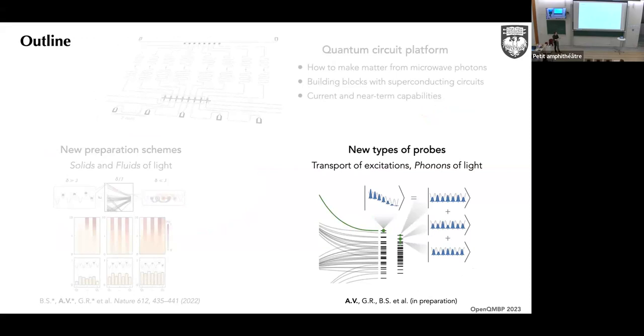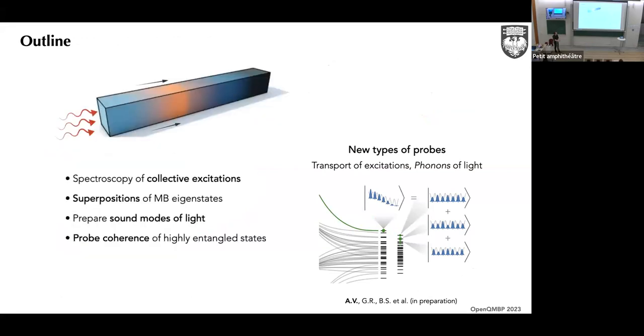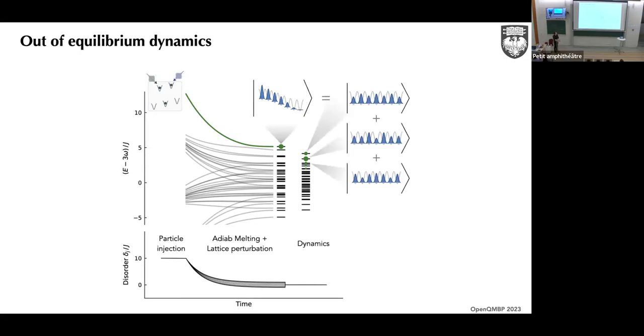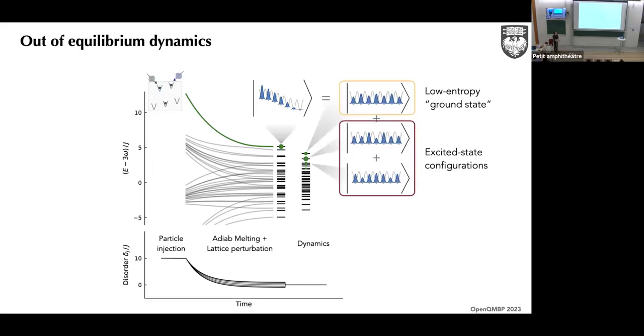Let me quickly go through ways in which we can look at non-equilibrium properties, where the idea is we're going to look at spectroscopy of collective excitation, superposition of many body states, and specifically in these fluids, we're going to prepare some phonons. We're going to both leverage our adiabatic control of our disorder, but also add in some intentional perturbation. So we're going to melt particles into some perturbed state, and then we can quench the system in order to prepare some superposition of both the ground state, as well as some excited configurations to look at dynamics.